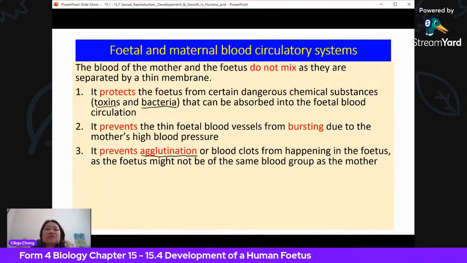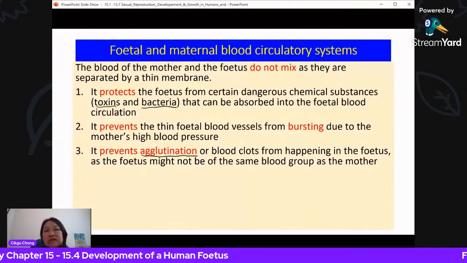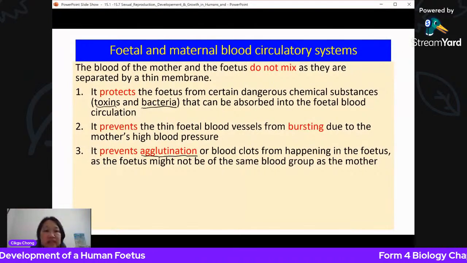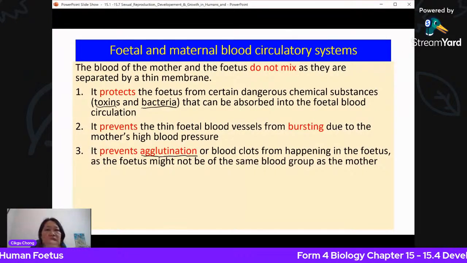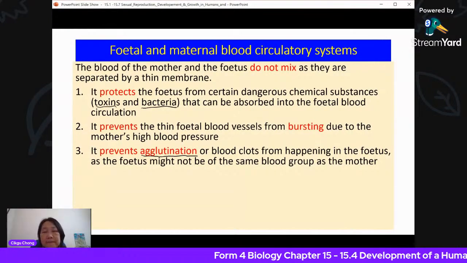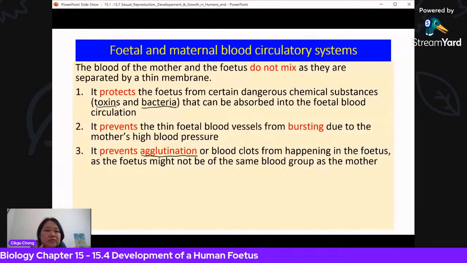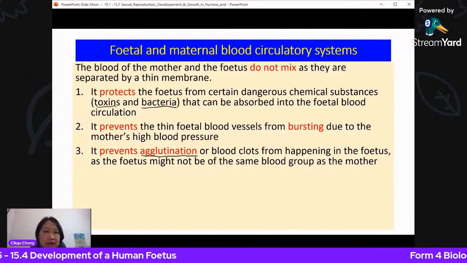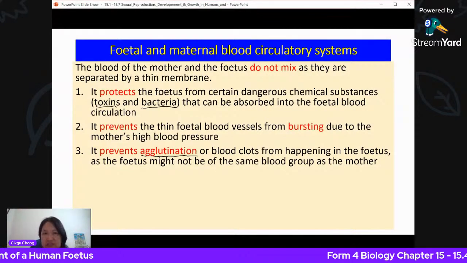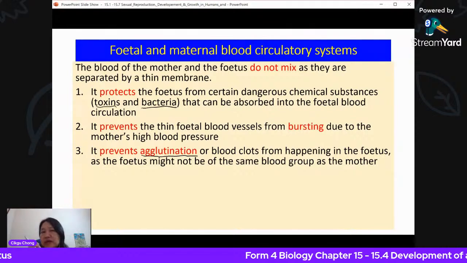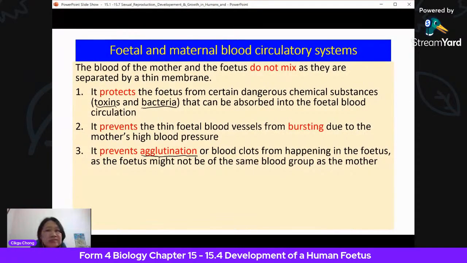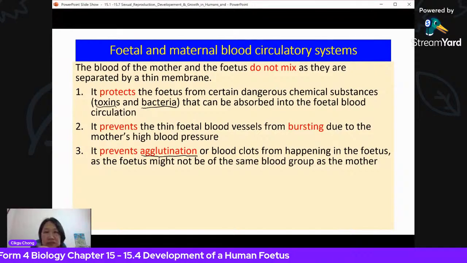Because the red blood cell cannot cross, you eliminate this danger, because the antigen will not be able to cross the blood barrier. So you save the risk of the different blood grouping of the mother and the fetus. Because you're looking at the presence of antigen on the red blood cell, and red blood cells cannot cross the blood barrier. We call it the blood barrier.